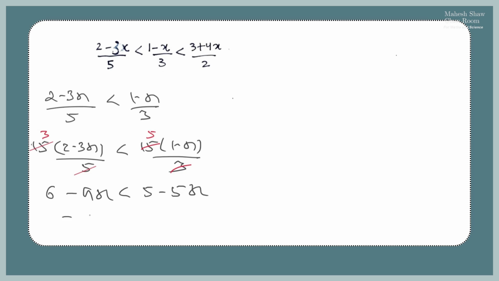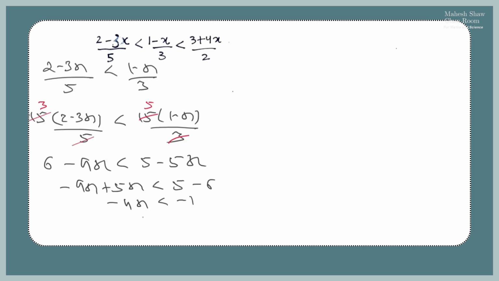Now keeping x on the left hand side, this is how much? This is negative 9x plus 5x. On the other side, this is 5 minus 6. This is negative 4x is less than negative 1. So on dividing by negative 4 on both sides, the inequality will get reversed and we are getting x greater than 1 over 4.